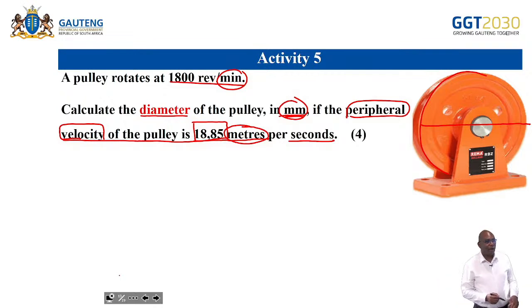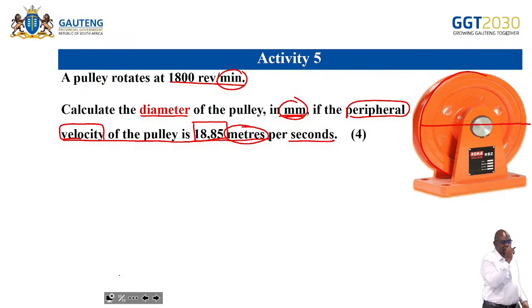Okay, now let's continue with this question. Now it says a pulley rotates at 1,800 revs per minute. Now we need to find the diameter of the pulley in millimeters, if the peripheral velocity of the pulley is 18.85. So how am I going to do that now?